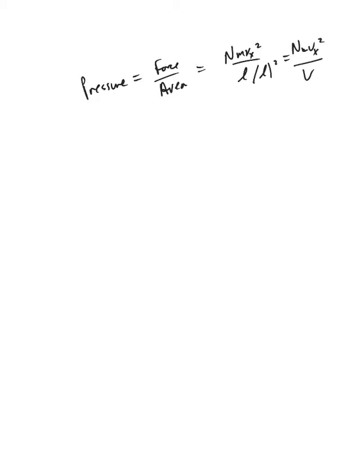Now the pressure absorbed by the wall is simply going to be the force divided by the area. And we just calculated a value for force. That was N mvx squared over L. And let's just say the area of the wall is L squared. Now I have N mvx squared over V. And I could rewrite PV equals N m vx squared. That's equation 2.2.